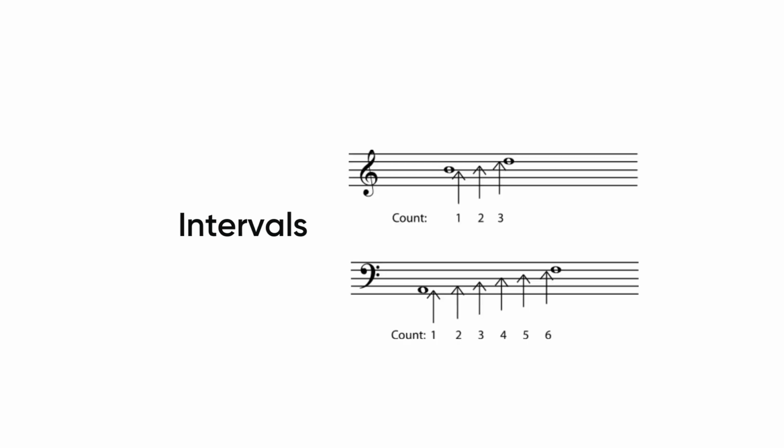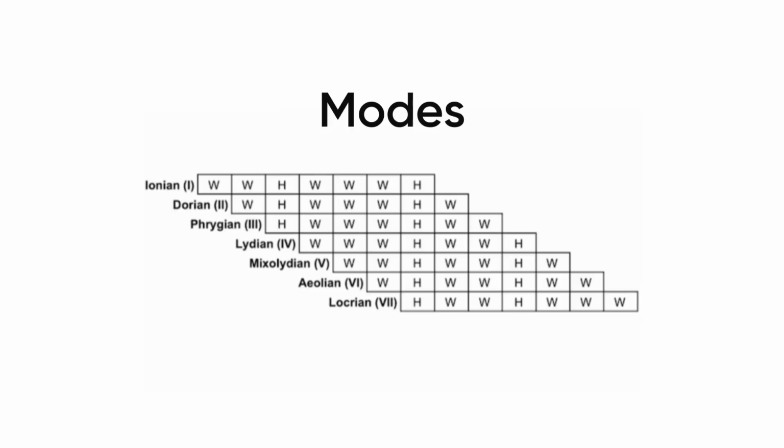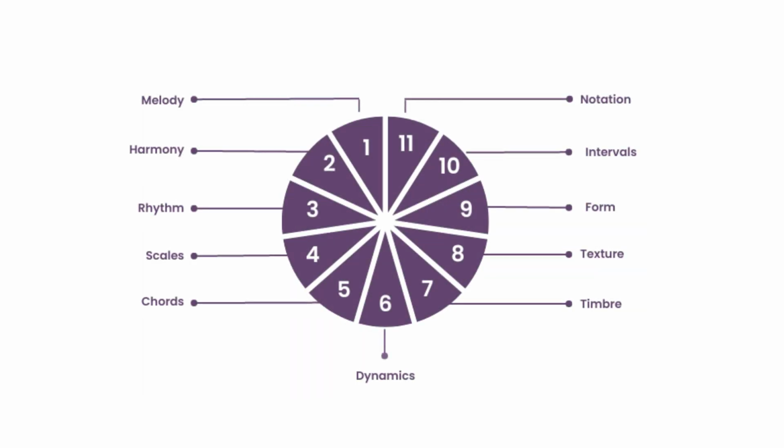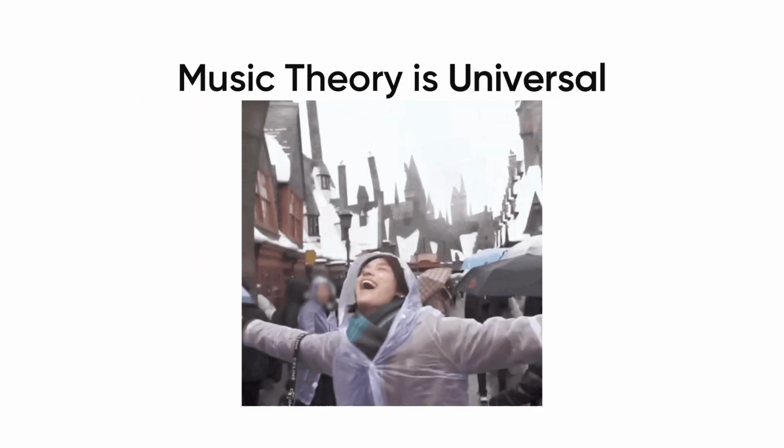Music theory also covers concepts like intervals, which are the distances between notes, dynamics, which describe the volume and intensity of music, and modes, which are variations of scales that give unique tonal flavors. Each of these elements contributes to the overall character of a piece, and understanding them gives you more tools to express yourself creatively. The beauty of music theory is that it's universal.